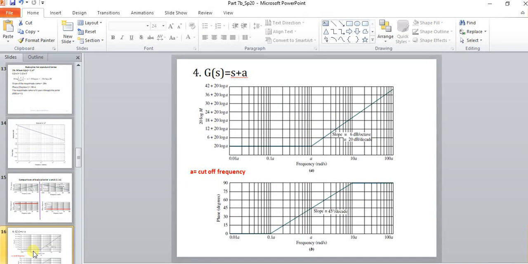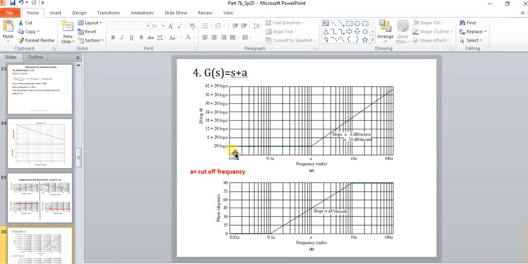The next case is when g of s equal to s plus a. This is the Bode plot. Here if you see, now this x-axis is not in radians per second as it is, but multiplied by a. So it is not 0.01 radians per second, it is 0.01 times a rad per second. Again in the y-axis you don't have just magnitude, but you have 20 log a added to the values, meaning you are adding with 6, 12, 18, 24, 30, 36, 42.